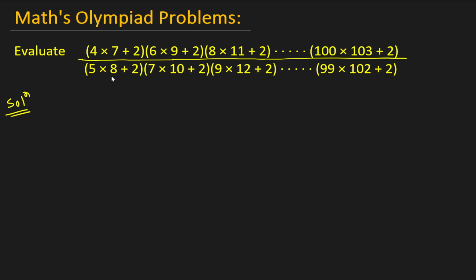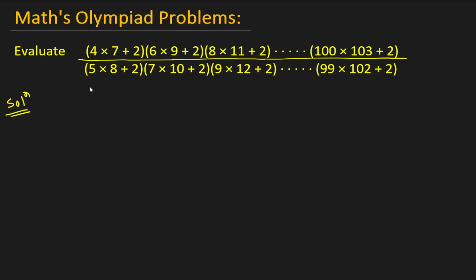Now look at the form. You see this 4 into 7. So what is the increase from 4 to 7? It's 3. 6 to 9, so again 3 increase. 8 to 11, again 3 increase. So in each and every term we see an increase of 3. In the denominator also, 5 to 8 is again 3 increase. 7 to 10, 3 increase.